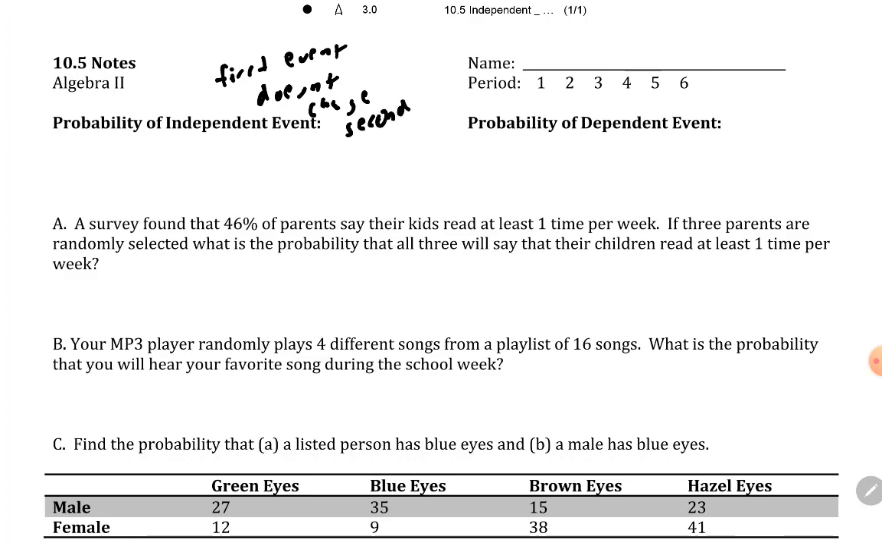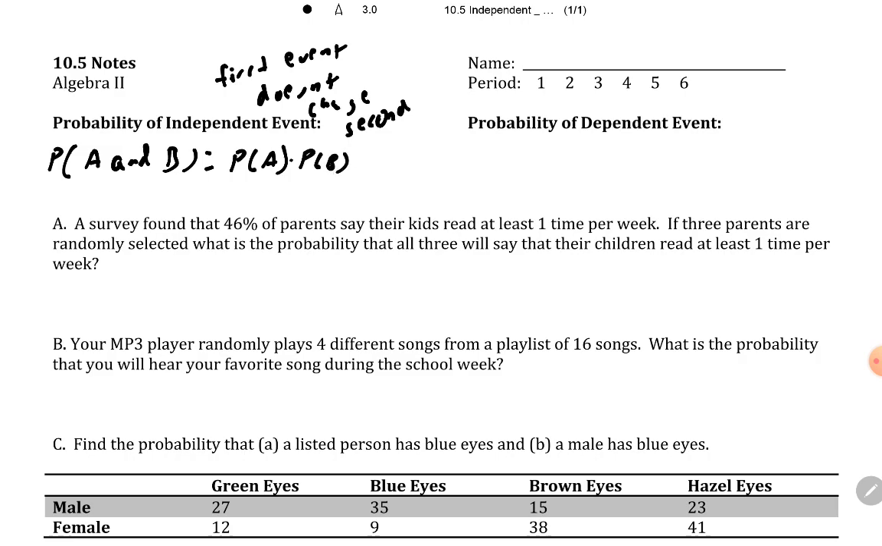One example would be flipping a coin and rolling a six-sided die. Whether you roll heads or tails is not going to change the probability of rolling a 5 with the dice. And our formula goes like this. Probability of A and B happening is the probability of A times the probability of B.